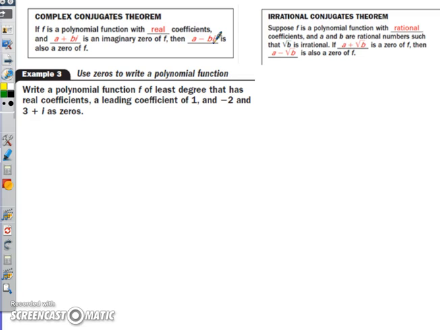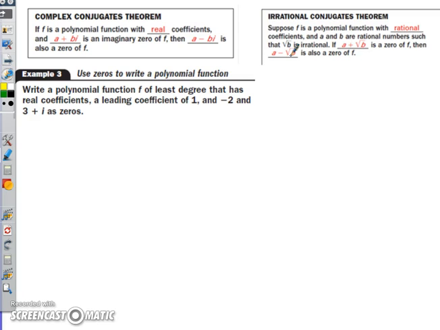Just like if you had a plus the square root of b, the other piece of that is a minus the square root of b. They also come as a set. So in this book, they're only going to give you one of them and hope that you're smart enough to realize the other one exists.